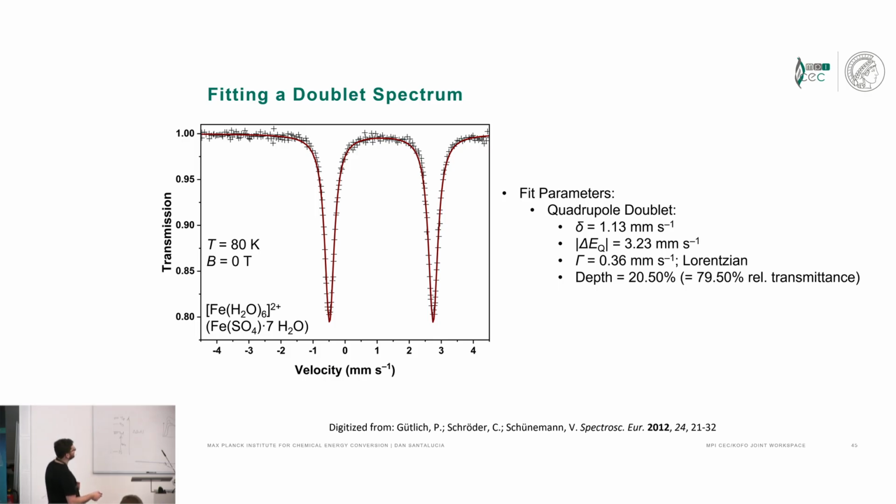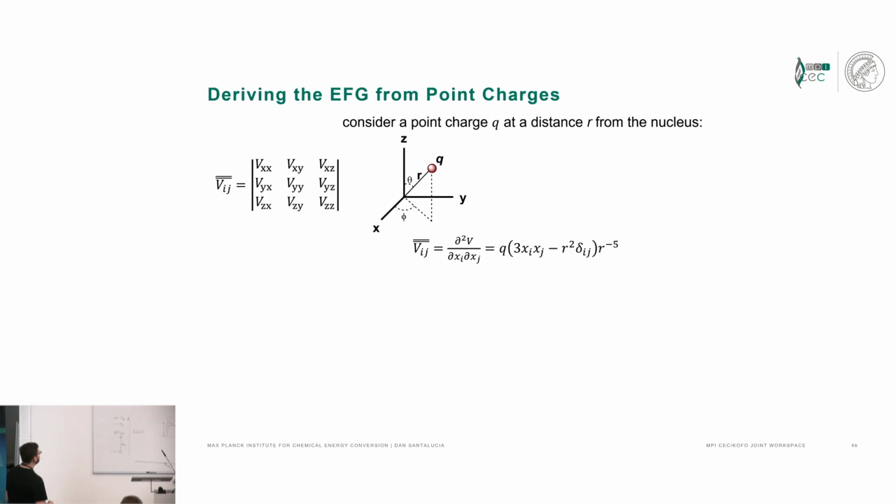In the program today, we're going to be using depth, which is basically 100 minus transmittance. So you'll see that the depth of the peak is 20%. That just means about 80% transmittance. People talk about depth instead of transmittance sometimes, but it's the same concept.